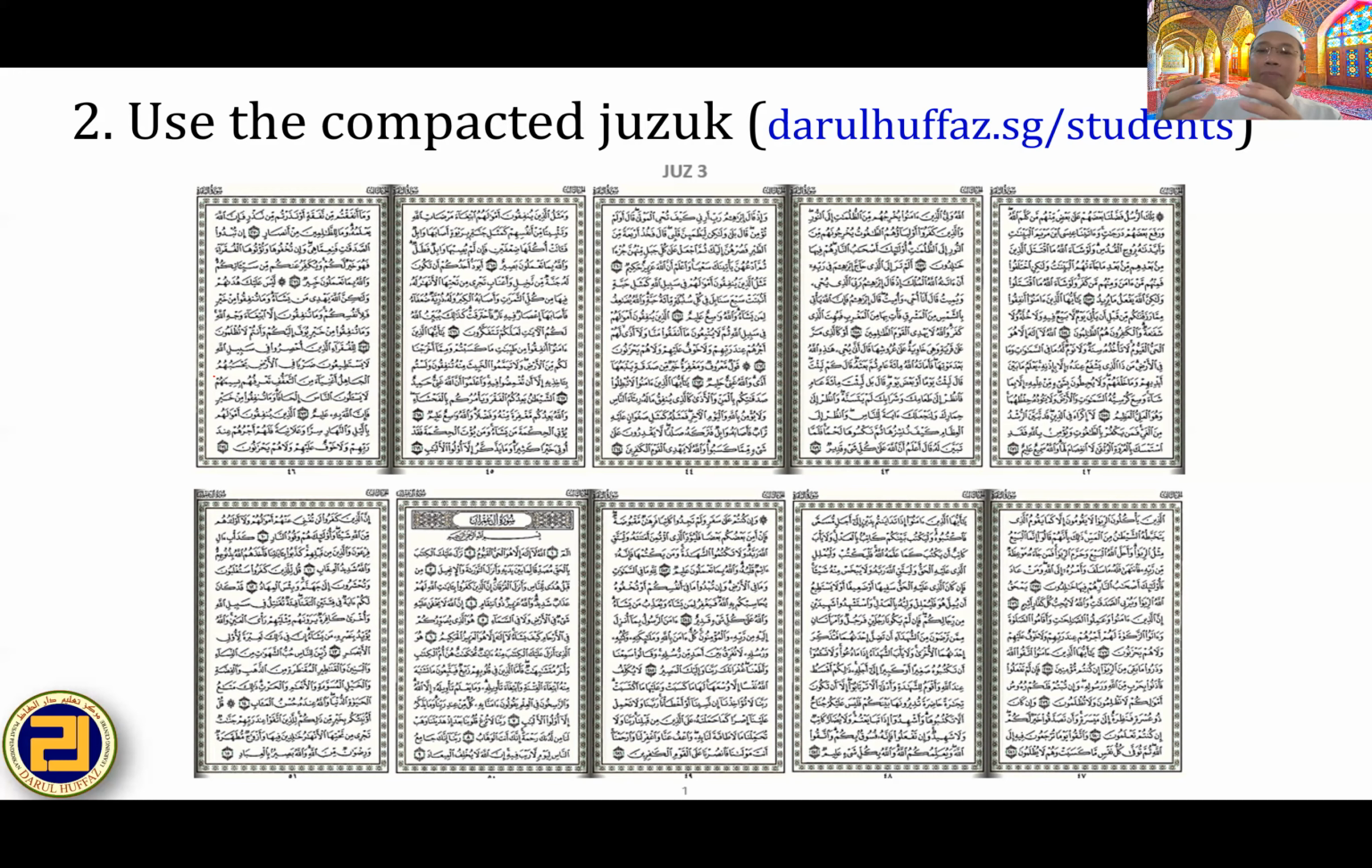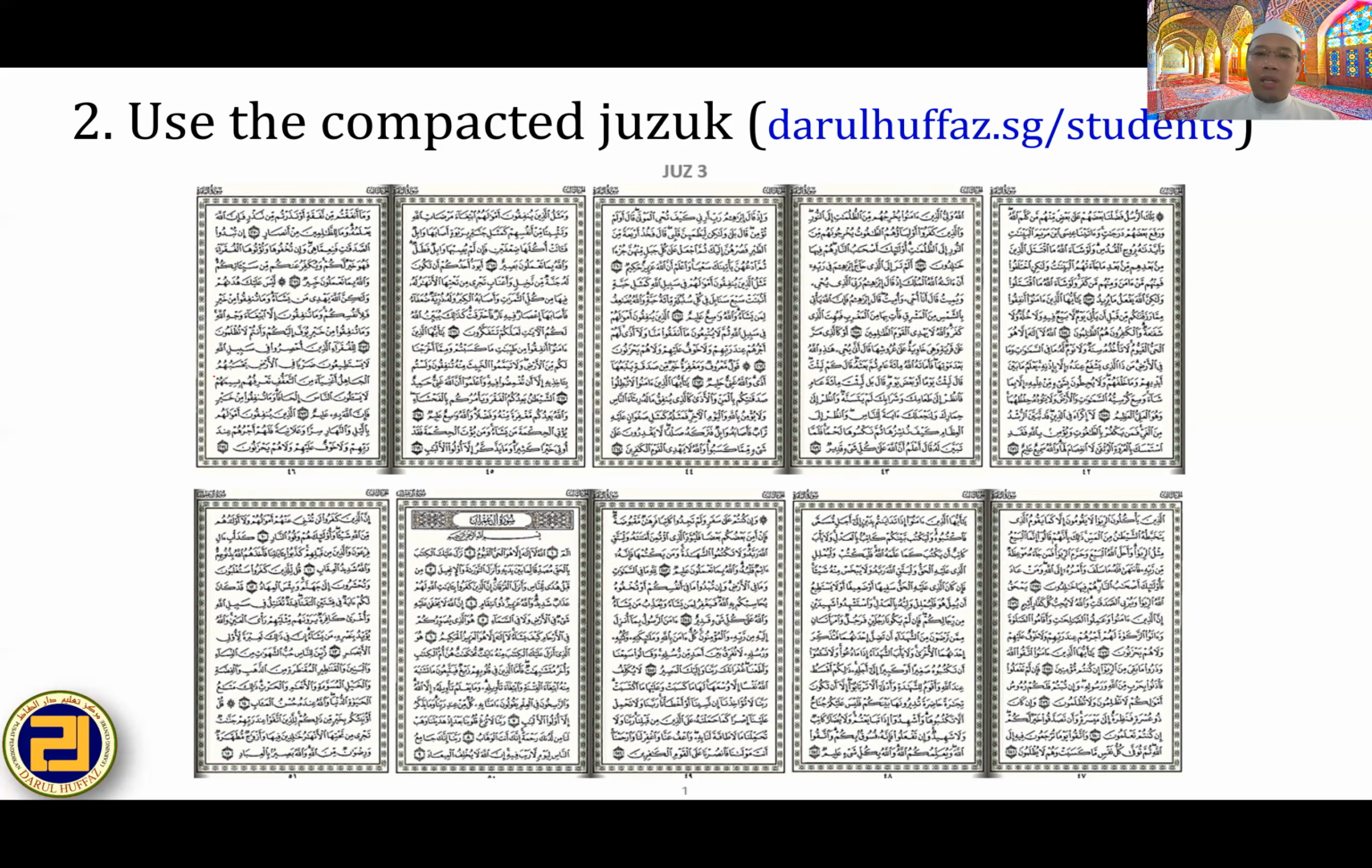For example, at one glance, you can look here, in juzu 3, you know that juzu 3 consists of 2 surahs. One is Surah Baqarah, the other one is Surah Al-Imran. But Surah Al-Imran only starts after page 9 of that juzu. So for the first 8 pages of that juzu, it consists of Surah Al-Baqarah. And in this compacted juzu, you can see some similarities.